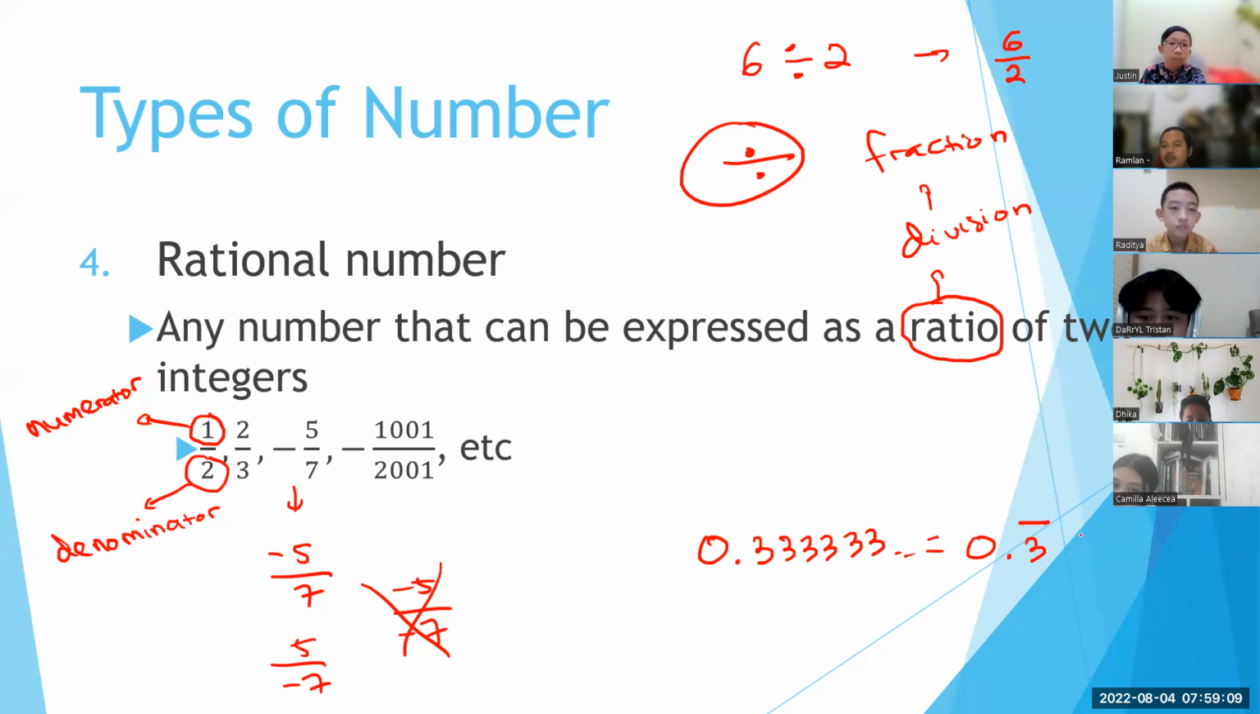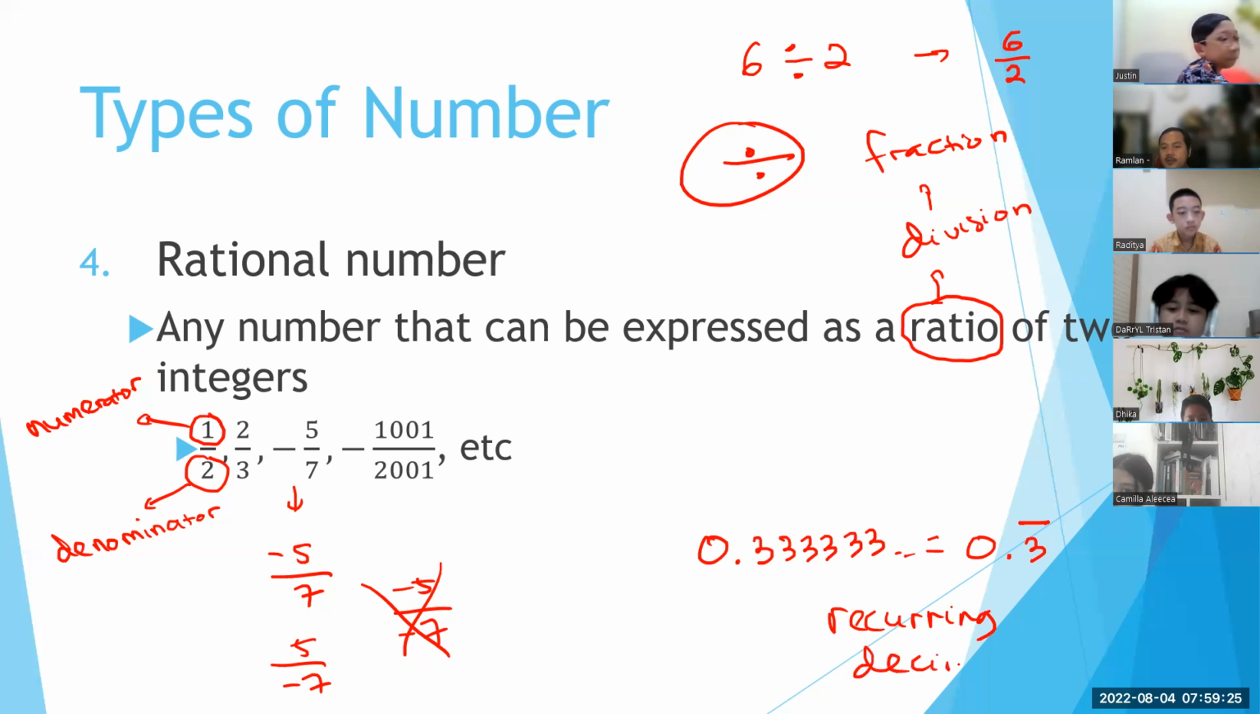Have you ever learned about putting a line on the top of a number like this? Yes. What do we call it? I forgot. Okay. We call this recurring decimal. I would like you to understand this because this is one of the things that we can use to differentiate between rational numbers and the types of number that we're going to talk about after this.